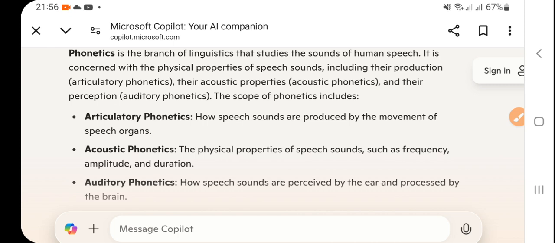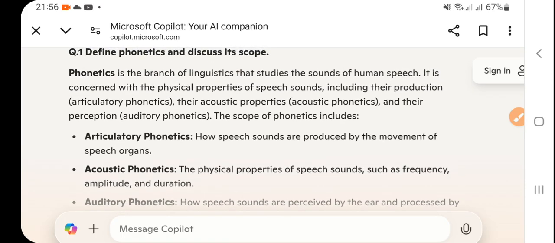what organs participate when we speak. That is the physical properties of speech sound, including their production, which is articulatory phonetics. So that's articulation. What are articulators? The upper lip, upper teeth ridge, lower lip, lower teeth ridge, tongue, esophagus, trachea, these are the articulators. Their acoustic properties, that's acoustic phonetics, and their perception, auditory phonetics, means what we listen to and perceive.